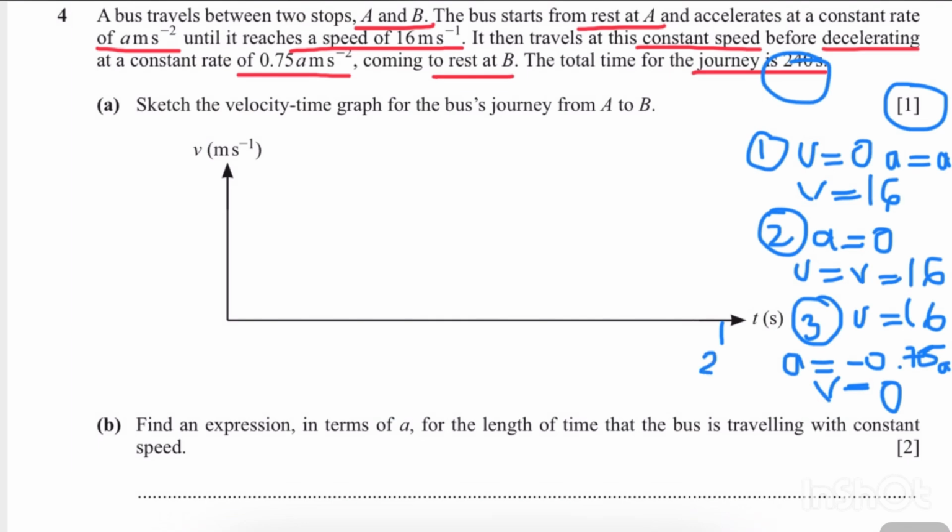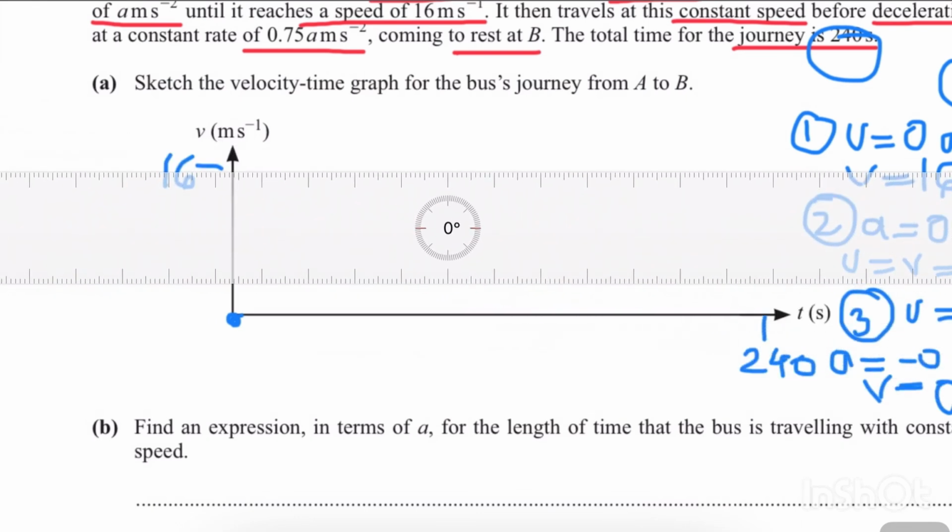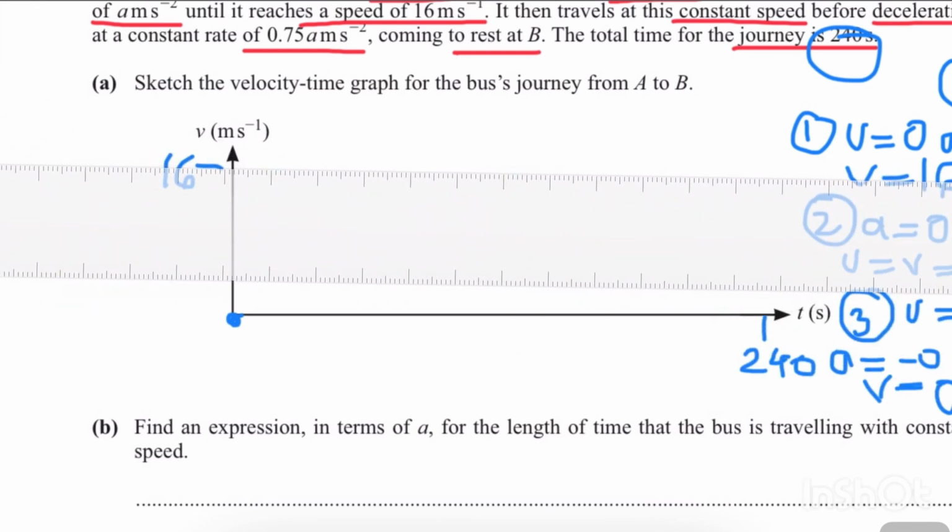So we will write 240 on the x-axis. And the maximum speed that the bus has reached is 16, so we will write it like this, 16. For the first part of the journey, we'll write the initial velocity and we'll mark it as 0, 0. And then at a random mark, we will mark it.